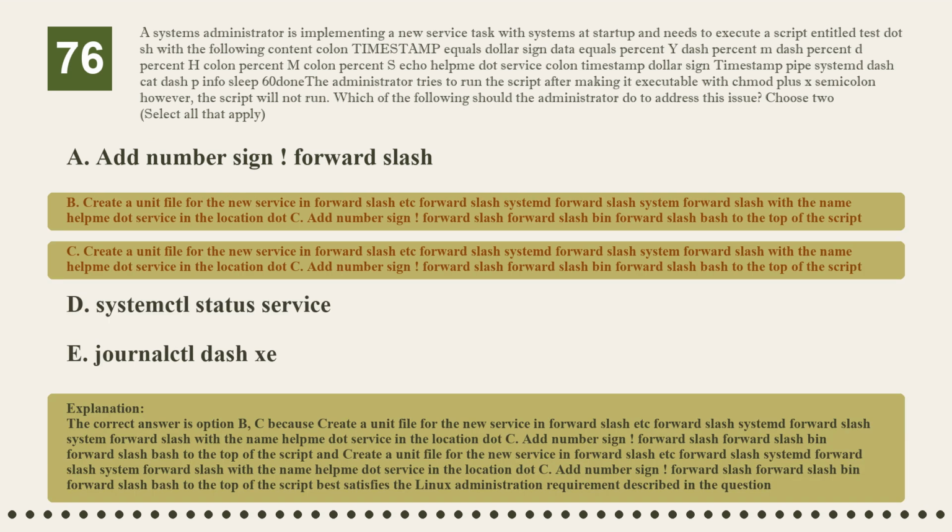The correct answer is option B, C because create a unit file for the new service in /etc/systemd/system with the name helpme.service in the location .c, add #!/bin/bash to the top of the script, best satisfies the Linux administration requirement described in the question.